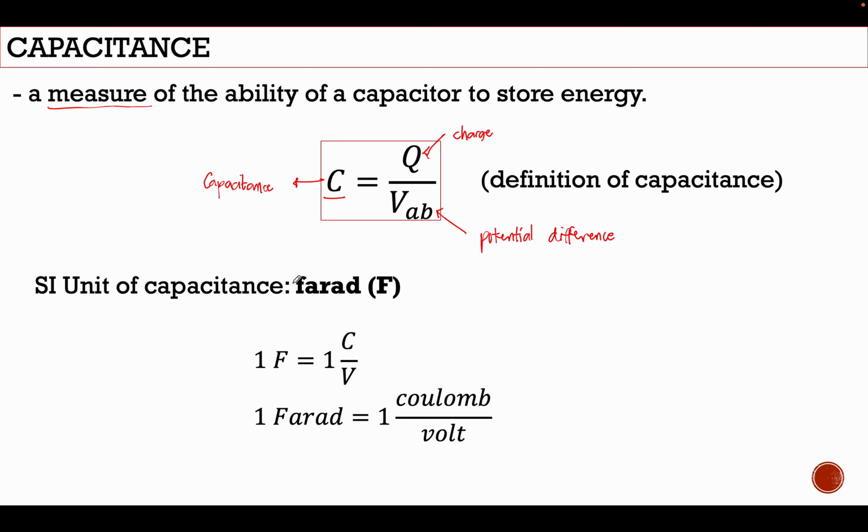How about the unit of the capacitance? The unit for capacitance is the farad, or farads if plural, with the symbol capital letter F. One farad is equal to 1 coulomb per volt, or 1 coulomb over 1 volt, because the unit for charge is the coulomb and the unit for the potential difference is the volt. Again, 1 farad is equal to 1 coulomb per volt.